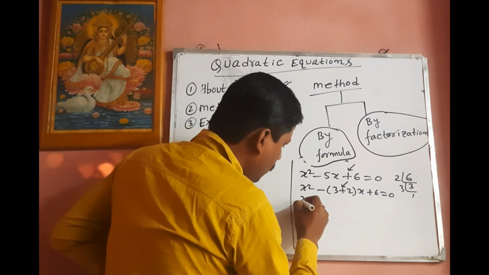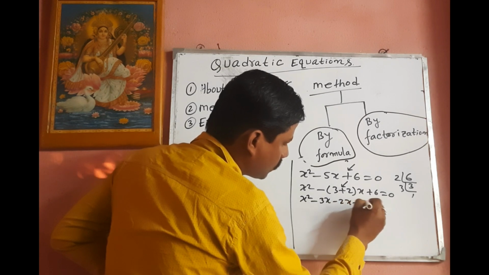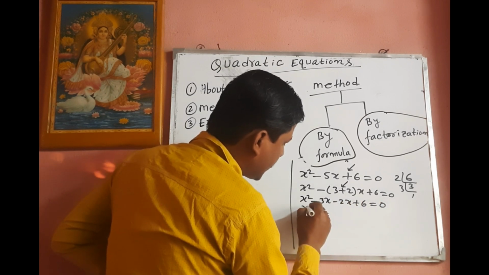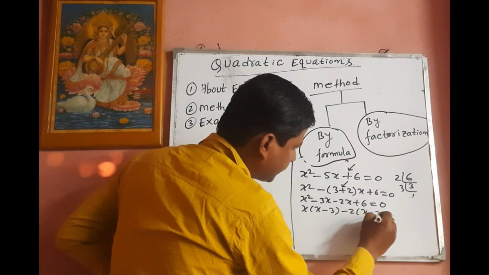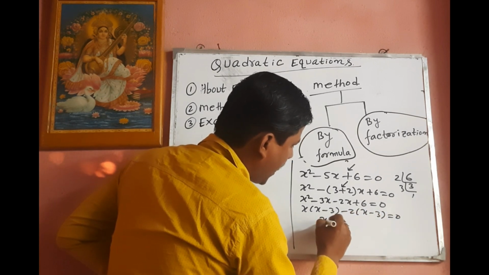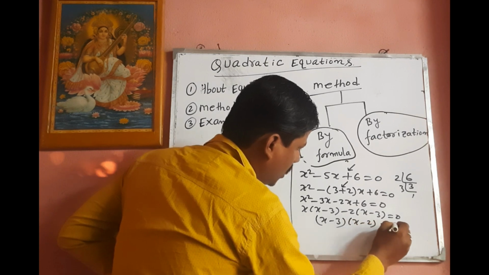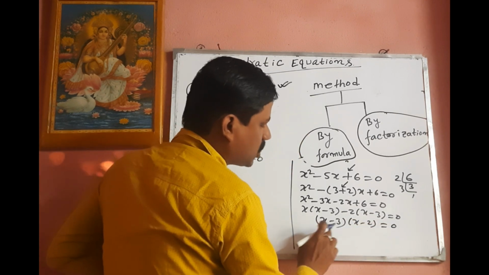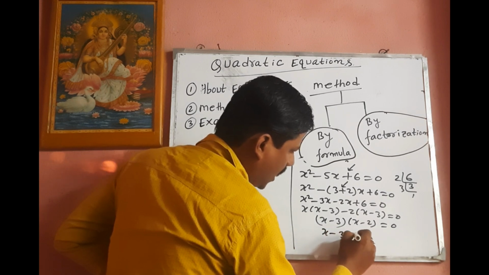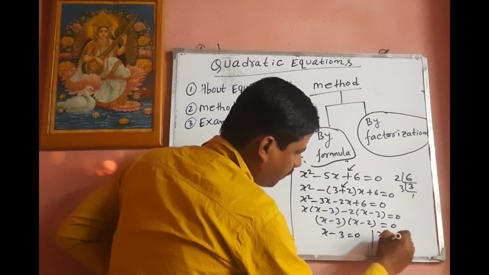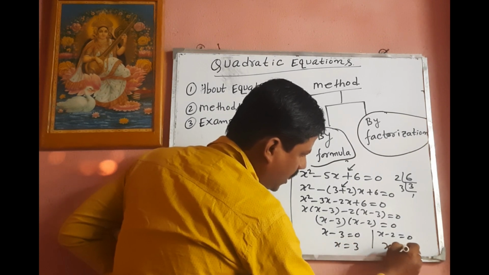So proceeding, taking the common factors, we get x minus 2 and x minus 3, two factors. From this factor and that factor, x is equal to 3 and x is equal to 2.